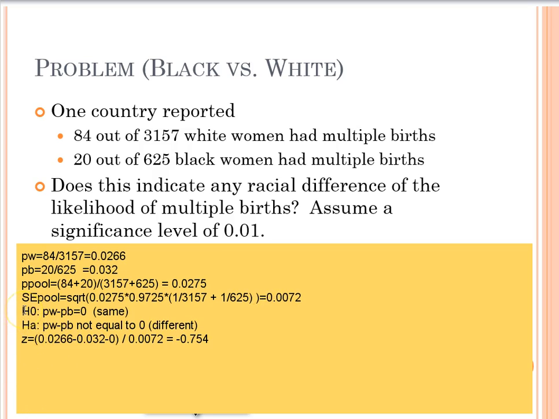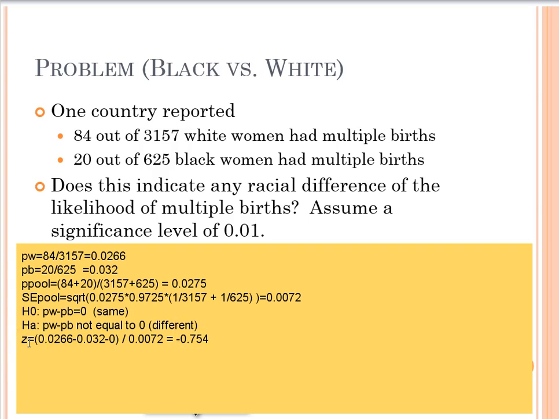The next step is to determine the null and alternative hypothesis. Remember that we always put equality in that null hypothesis. So here we're saying that the difference between white women and black women is equal to 0. So we're saying that the two groups' proportions are the same. The alternative hypothesis is just that they're not equal. We're not saying that one group is greater than the other group, just that based on our sample, we indicate that there is a difference between the two groups.